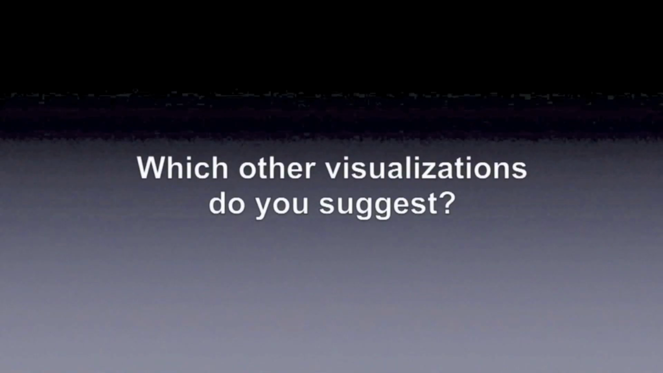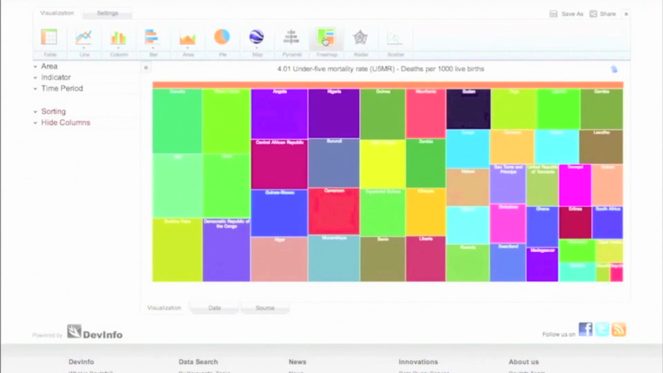Which other visualizations do you suggest? The tree map chart is a great option. Each country is assigned a block relative to its weight, which is an easy way to visualize how prevalent the rate is in a specific country.